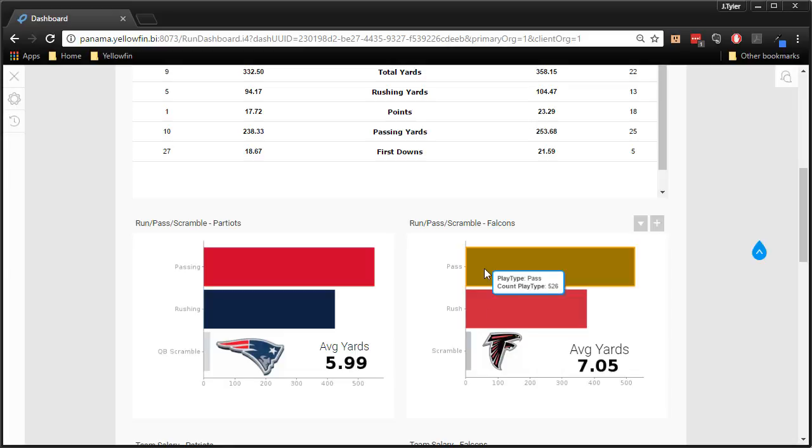So what I'm seeing now for average yards is the sum of all their offense, right? So Patriots are averaging almost 6 yards per offensive play. Atlanta, really almost two yards more per play. That's really what they're doing. Yep. Wow. Yeah.